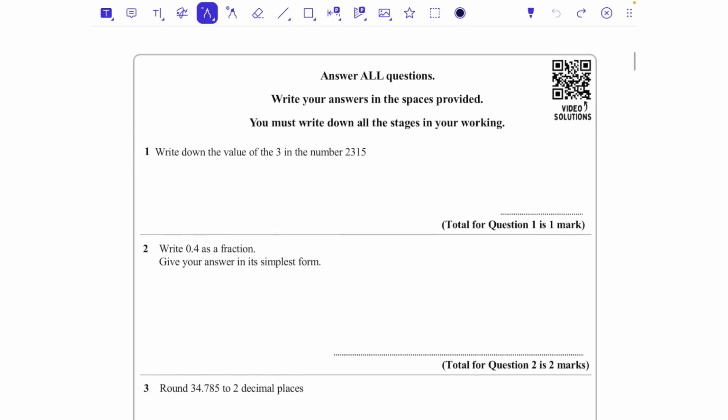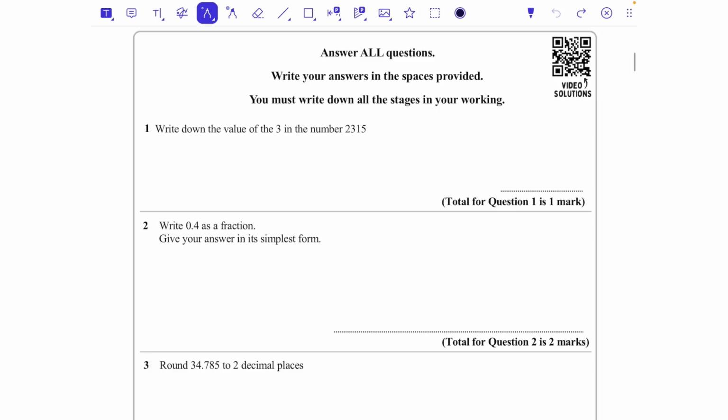Question number 1, write down the value of the 3 in the number 2315. So that 3 is in the hundreds column. It is therefore worth 300. So you can either write 300 like that, or 300s would be absolutely fine. The one thing I will say is don't just write hundreds on its own. Yes, it's in the hundreds column, but it has a value of 300, so we need to write 300 there.